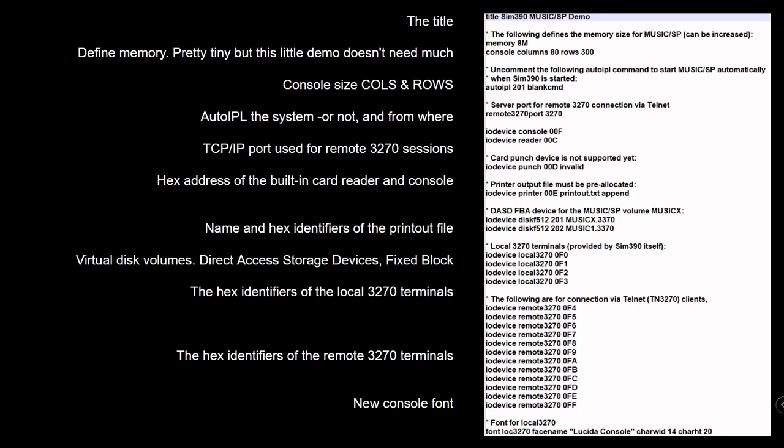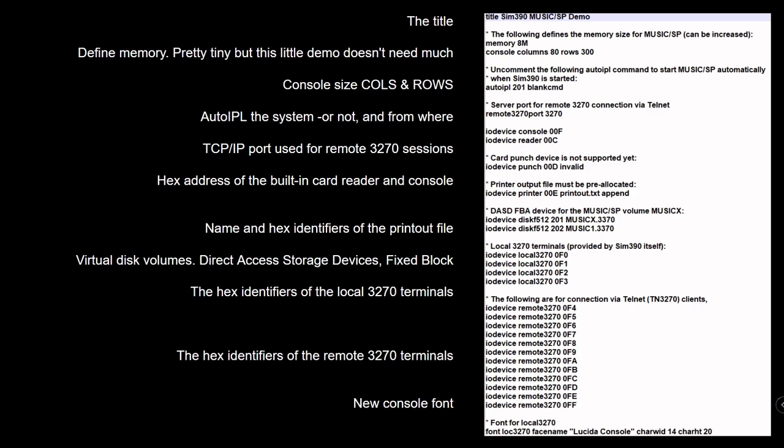Then they have auto IPL 201 blank command. What that means is that as a turnkey system, we are just going to double click on the Sim390.exe and it's going to pop up and create the application, you don't want to do it manually. You want it all to happen automatically. So auto IPL simply means automatically load your instruction set to boot off of the device, in this case 201, and there's no arguments to that blank command.